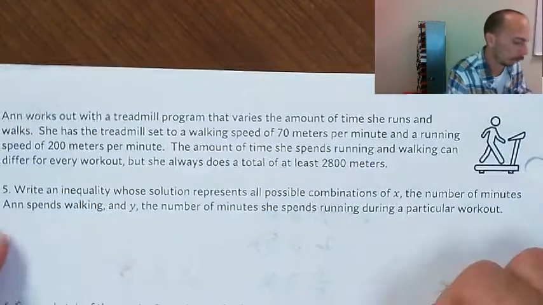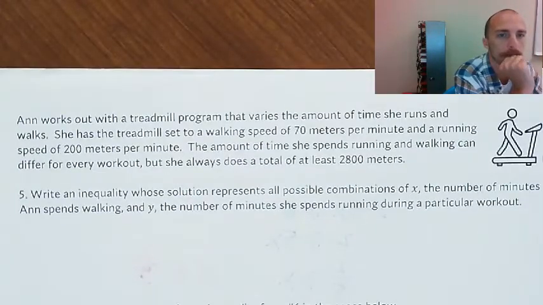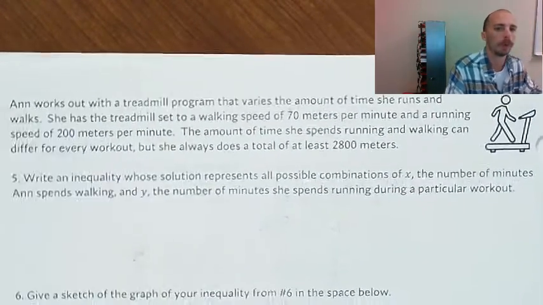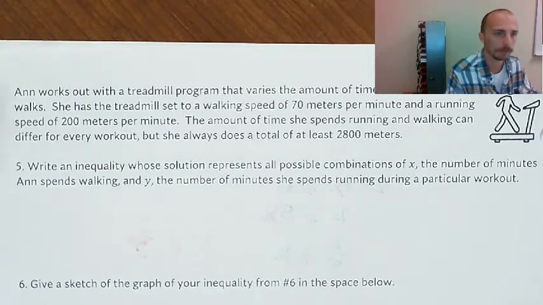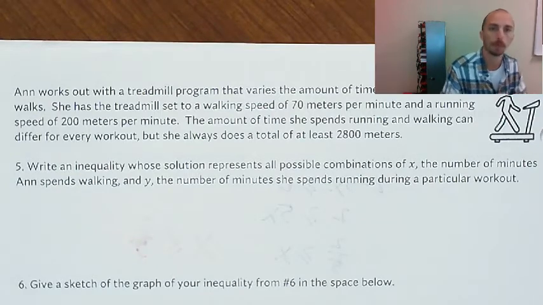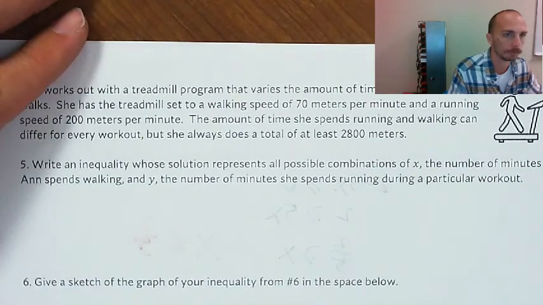All right, Anne works out on a treadmill program that varies the amount of time she spends running and walking. Okay, walking speed is 70 meters per minute. Running speed is 200 meters per minute. So we're going to write an inequality that represents the combinations of x and y, where x is the number of minutes spent walking and y is the number of minutes spent running. Okay. The distance is always at least 2,800 meters.